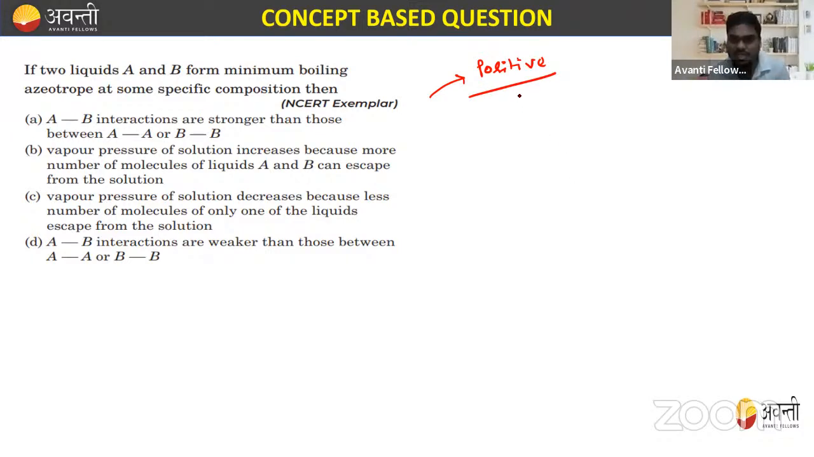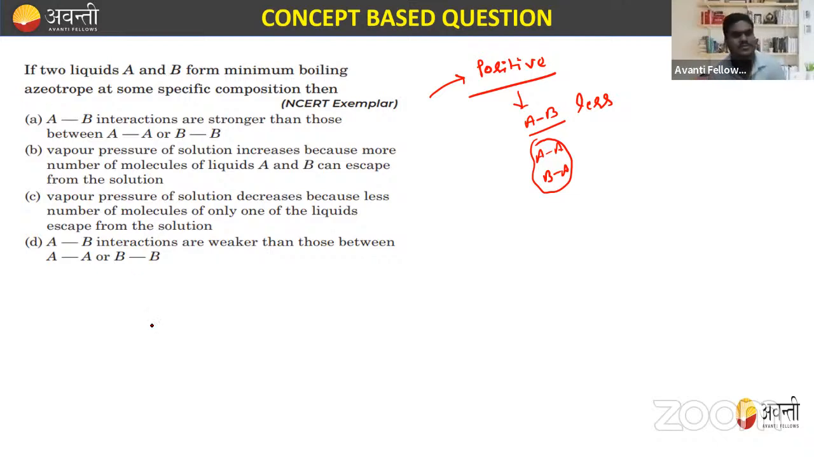And we know what is the reason for positive deviation, beta? The force of attraction between solute and solvent is less as compared to solute-solute and solvent-solvent, right? So if the force of attraction between solute-solute and solvent-solvent is more as compared to solute and solvent, then it will show positive deviation or form a minimum boiling azeotrope.